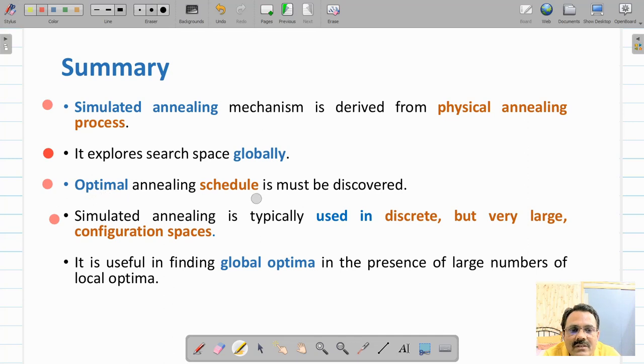It's typically used in discrete but very large and confined search space type systems. So if the search space is not very large, then the simulated annealing algorithm should not be preferred. It is useful in finding global optima in the presence of a large number of local optima. So that's how this simulated annealing algorithm works.